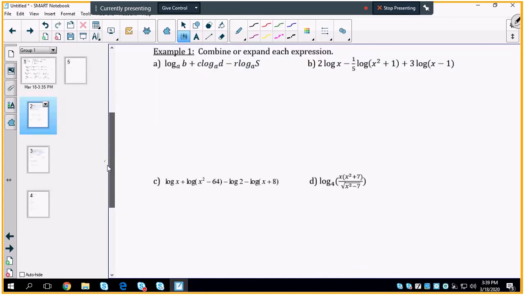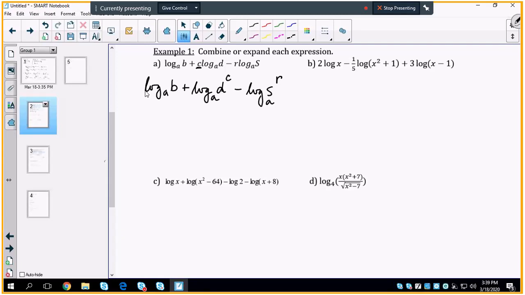The first set of 4 problems is asking us to combine or expand the logarithmic forms. If I look at the first one, I have 3 logarithmic terms. So I want to make it 1 by combining. So what do I do? I say log of b to the base a plus, the power c, I write it in place of power of d. So I say log of d to the base a, and in place of the power of d, I write c. And minus log of s to the power r to the base a.